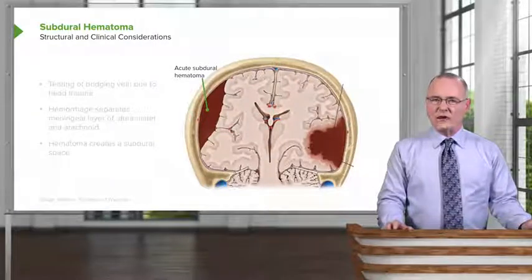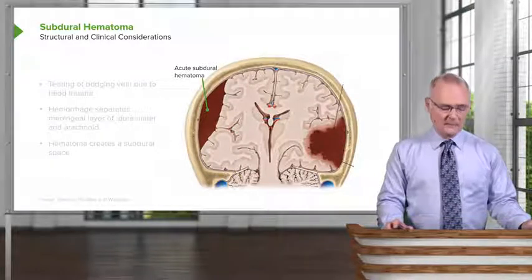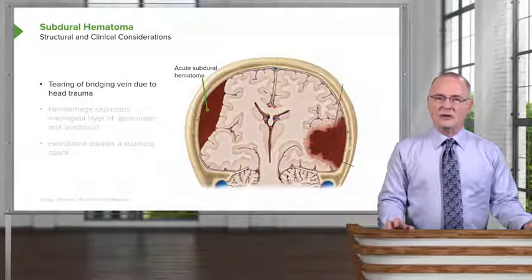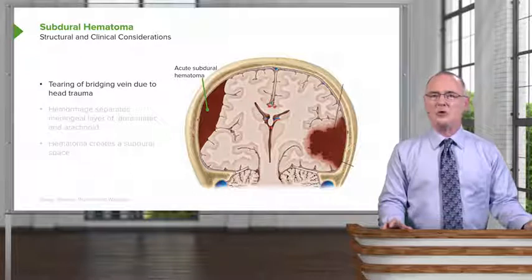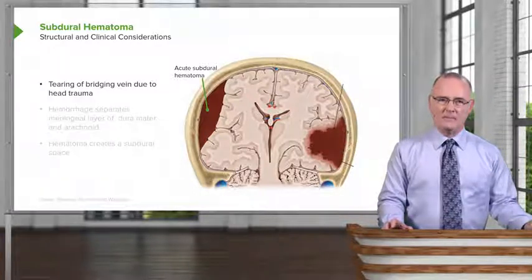So what are the structural and clinical considerations of a subdural hematoma? Again, the first consideration is it's due to a tearing of a bridging vein or maybe multiple bridging veins due to head trauma.